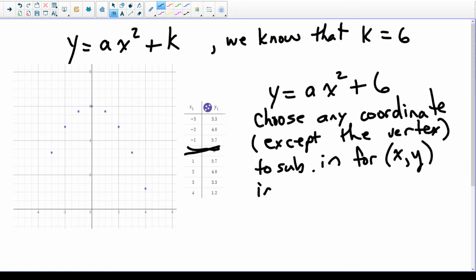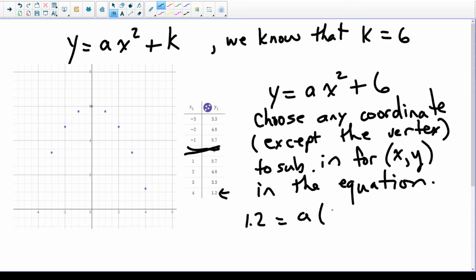In the equation. Okay, so it doesn't matter which one you pick. I'm going to choose, I don't know, let's choose 4 and 1.2. So we're going to pick that one. Remember that the x is the first column, the y is the second column, but in the equation, the y is the first variable. So we're going to replace y by 1.2. We're going to replace x by 4, following the formula, and the rest stays the same.